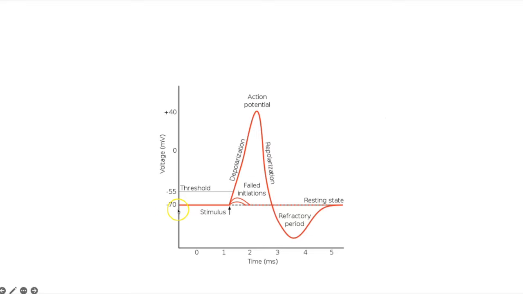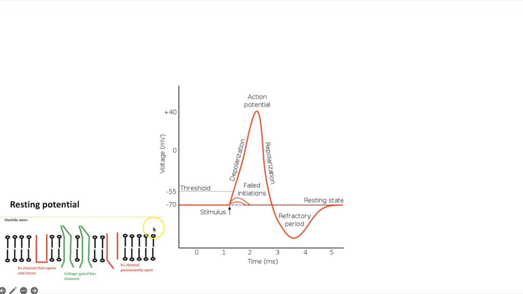So let's go through then how an action potential is generated. We've got our resting potential here, where we have got those voltage-gated sodium ion channels closed. What that means is these are sodium ion channels that sodium ions can diffuse through from the outside to the inside of the cell.